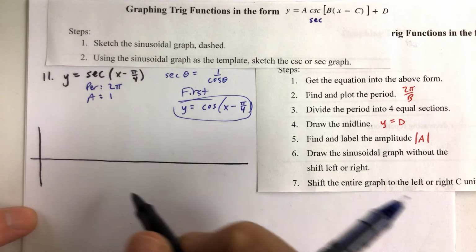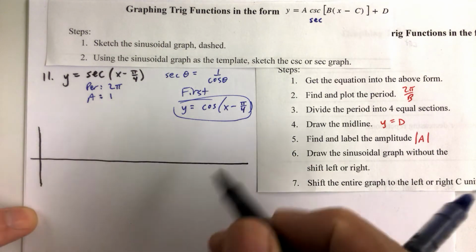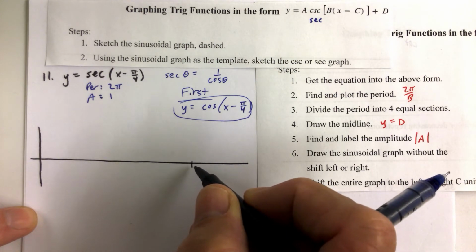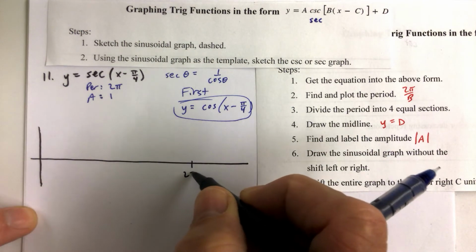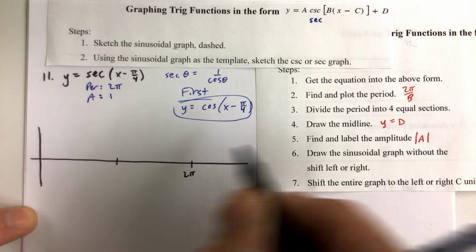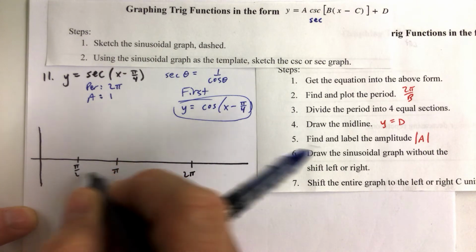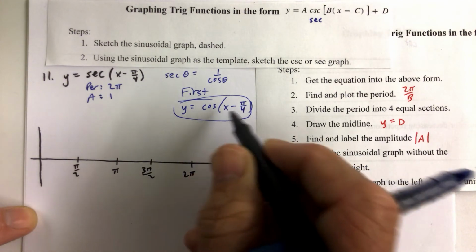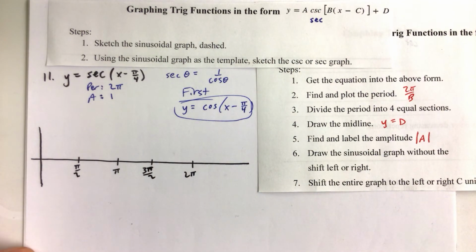So we can go ahead and put the y-axis way to the left. And then because we're going to move it pi over 4 to the right, we're going to leave a little space. So we're going to let the period, the distance from 0 to 2 pi, be there, leaving a little space to the right. So we're going to divide the period into 4 equal sections. We've done this a million times, so this is no different. Again, we're drawing the graph of cosine, and then we're going to draw the graph of the secant from that.